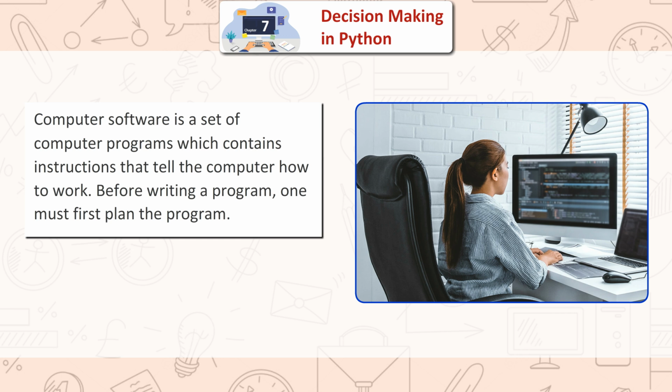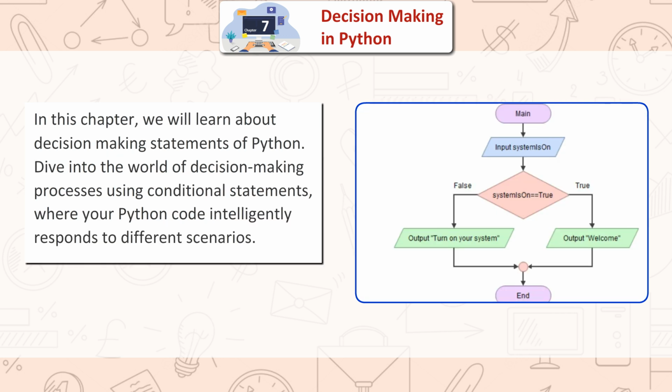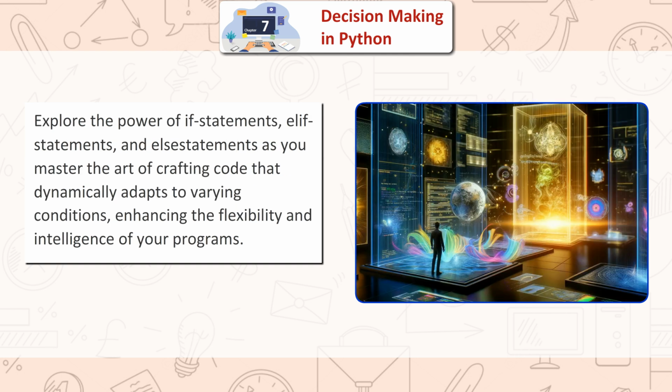Computer software is a set of computer programs which contains instructions that tell the computer how to work. Before writing a program, one must first plan the program. In this chapter, we will learn about decision-making statements of Python. Dive into the world of decision-making processes using conditional statements, where your Python code intelligently responds to different scenarios. Explore the power of if statements, elif statements, and else statements as you master the art of crafting code that dynamically adapts to varying conditions, enhancing the flexibility and intelligence of your programs.